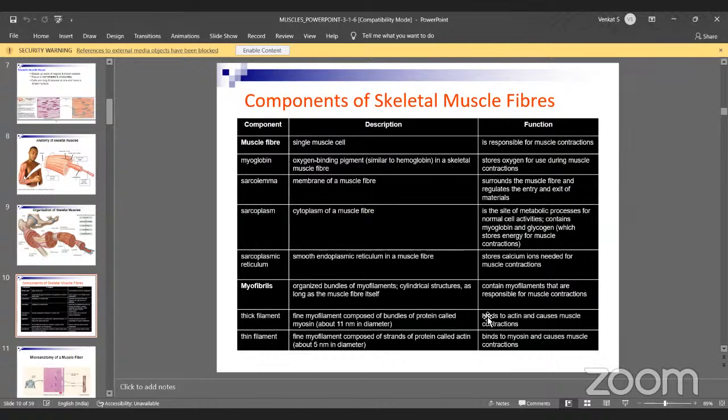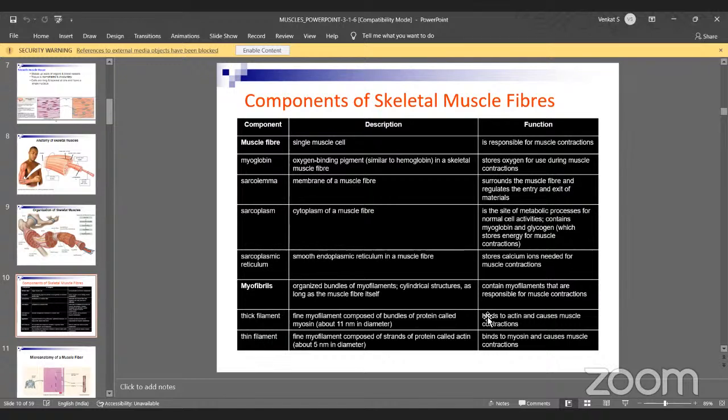The next one, sarcoplasmic reticulum. The description of the sarcoplasmic reticulum is the smooth endoplasmic reticulum in a muscle fiber. The function is that it stores calcium ions needed for muscle contractions.